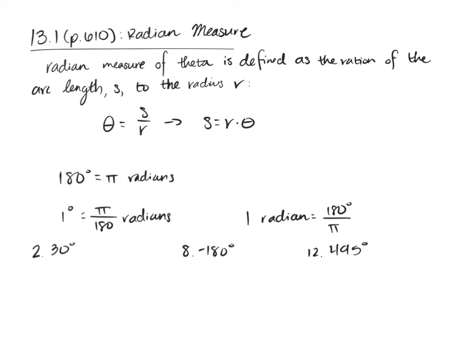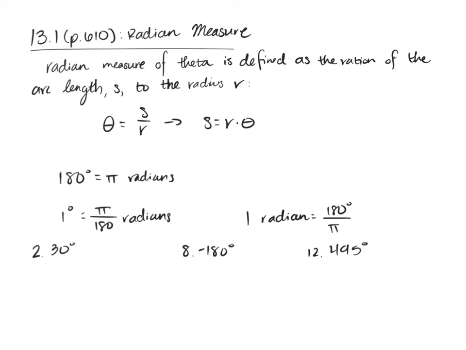Okay, so in this video we're going to start off by looking at 13.1, which is on page 610, and we're going to be looking at radian measure. So up until now we've been looking at degrees for our inputs for our trig functions, and now we're going to move to radians. The reason we move to radians is because in calculus and in certain parts of physics we're going to want to use radians over degrees.